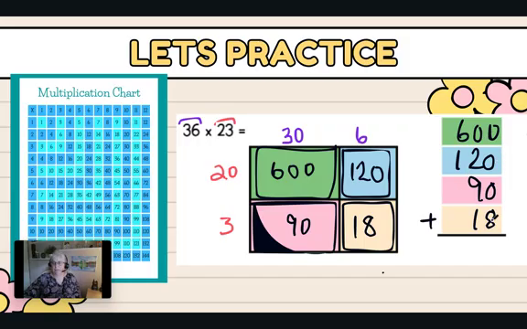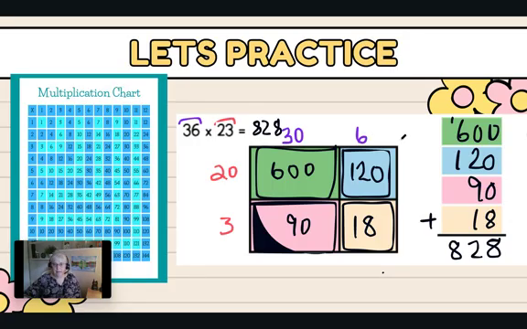0 plus 0 plus 0 plus 8 is 8. 0 plus 2 is 2. 2 plus 9, 11. 11 plus 1, 12. Write the 2, carry the 1. 6 plus 1, 7, plus the 1 I carried, 8. The answer to 36 times 23 is 828. This is called the area model.